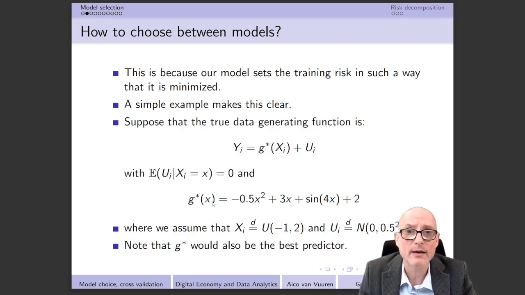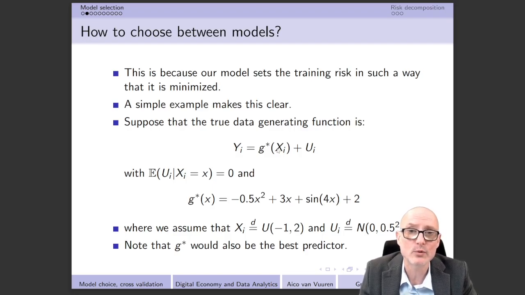That implies that if we would actually know this function, then we don't have to do any data science anymore, because every time we have to make a prediction, the best prediction that we can ever make is the right hand side of this function, given a particular value of xi. Of course, that is not what we would like to do.